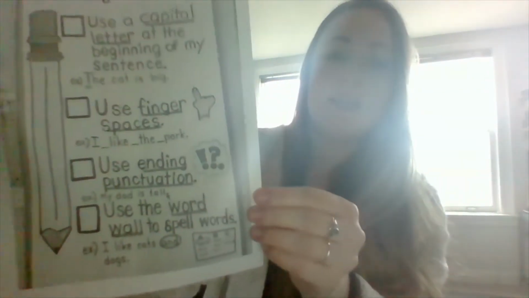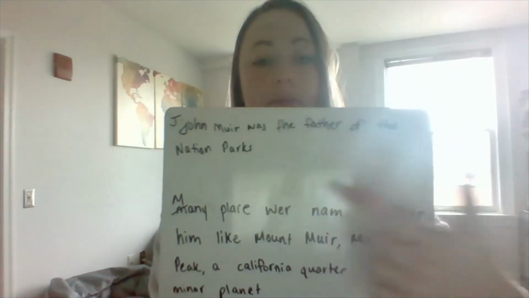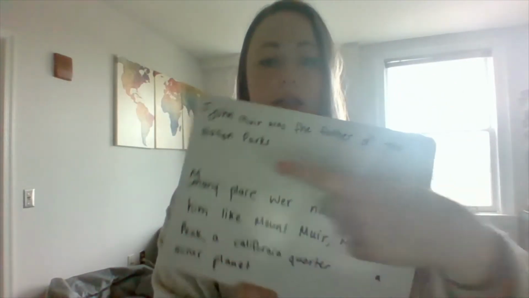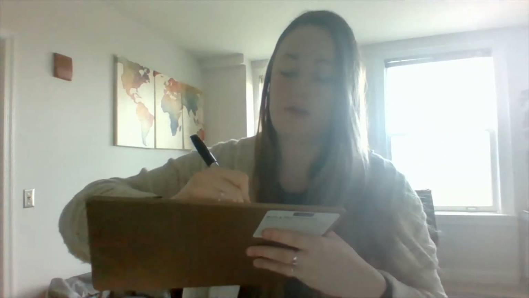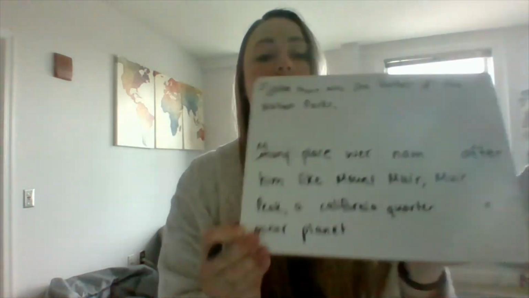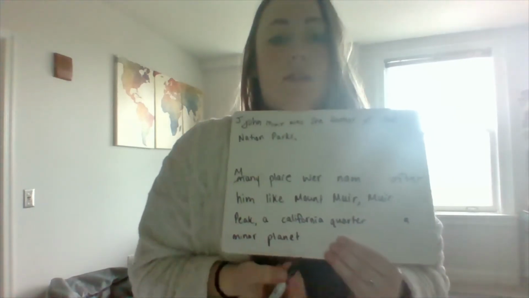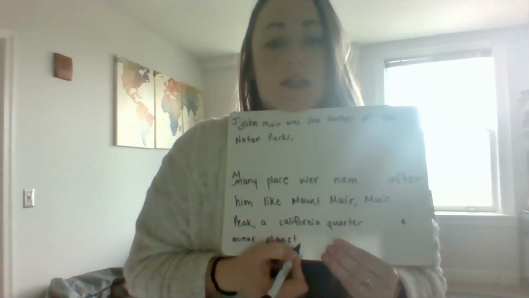Okay, let me go to my next one. Use ending punctuation. All right, let me go through. Well, I do not have a period at the end of this sentence, and I would like to add a period, so I'm going to add a period. Doesn't look like I have a period in this sentence either, so I'm going to add a period there. All right.